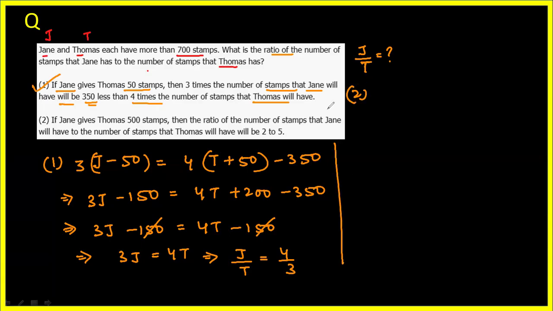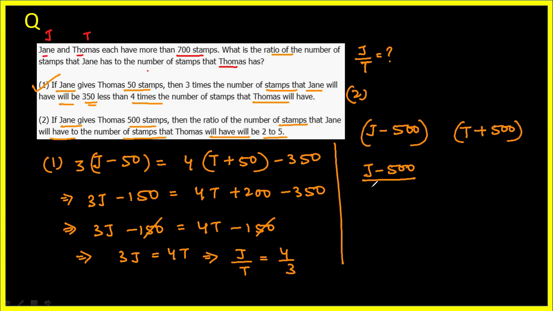Now, the second statement alone, let's understand. It says that if Jane gives Thomas 500 stamps, how many will Jane have? Jane will have J minus 500, and Thomas will now have T plus 500. The statement says that the ratio of the number of stamps Jane will have to the number of stamps Thomas will have will be 2:5. That means (J minus 500) upon (T plus 500) is equal to 2:5.